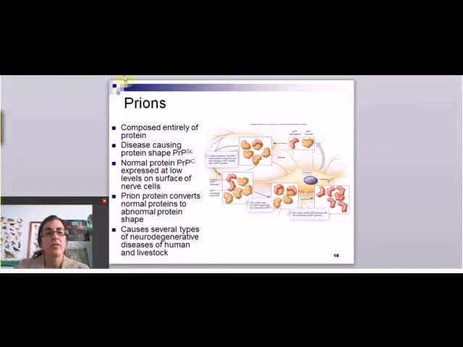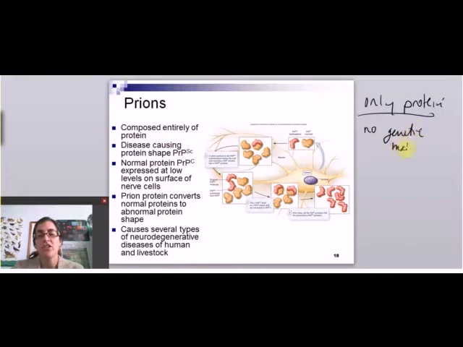The other type of non-living infectious particle is a prion, and prions are only protein. There's no genetic material. Let me put that a different way. It's only protein, and there's a normal protein that's present and made by the individual.